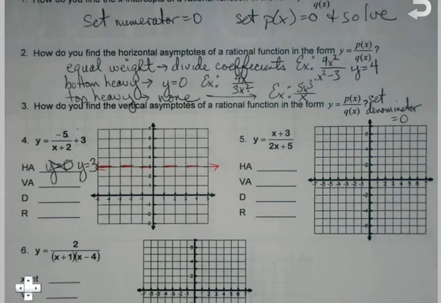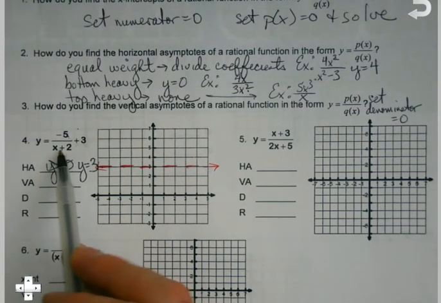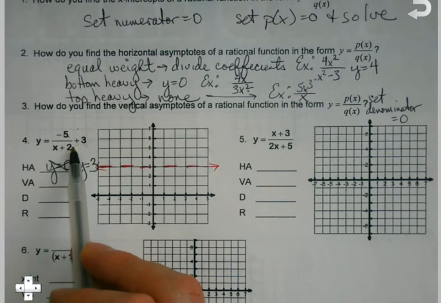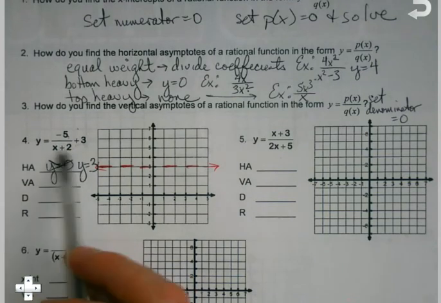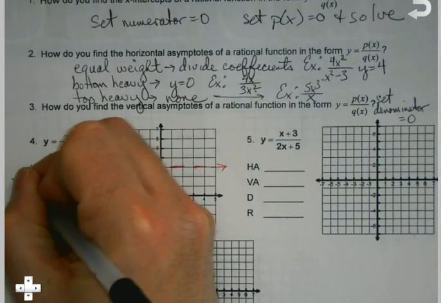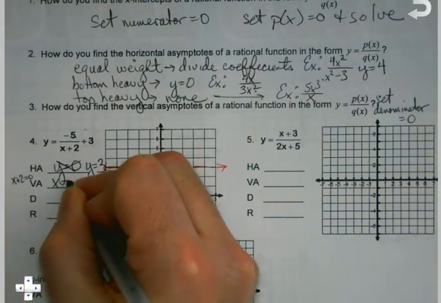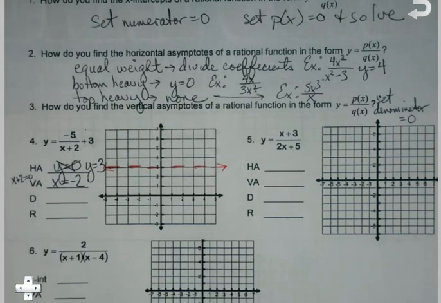My vertical asymptote, we've talked about 2 different ways of finding. We've talked about how I can look at this like a shift. It's the opposite of what I would think with plus 2, so it'd be left 2. Or I can just set that equal to 0. So if I set that equal to 0 and subtract the 2, my vertical asymptote is going to be at x equals negative 2.